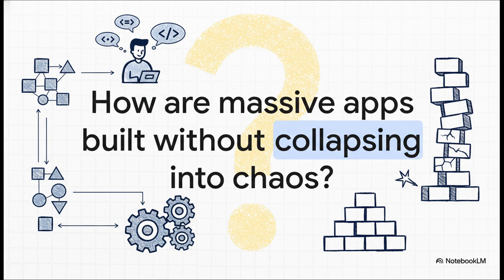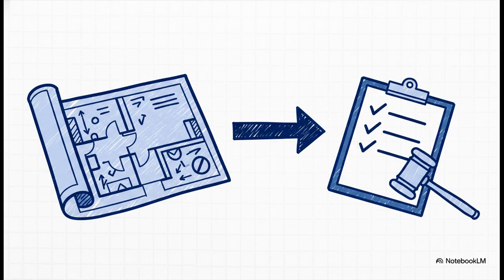It seems impossible, right? Well, the secret, and it's a brilliant one, is a concept that actually mirrors the real world. It all comes down to starting with a solid plan, a blueprint, if you will, and then enforcing just a few really simple, non-negotiable rules about how everything is allowed to interact. So, let's break it down.